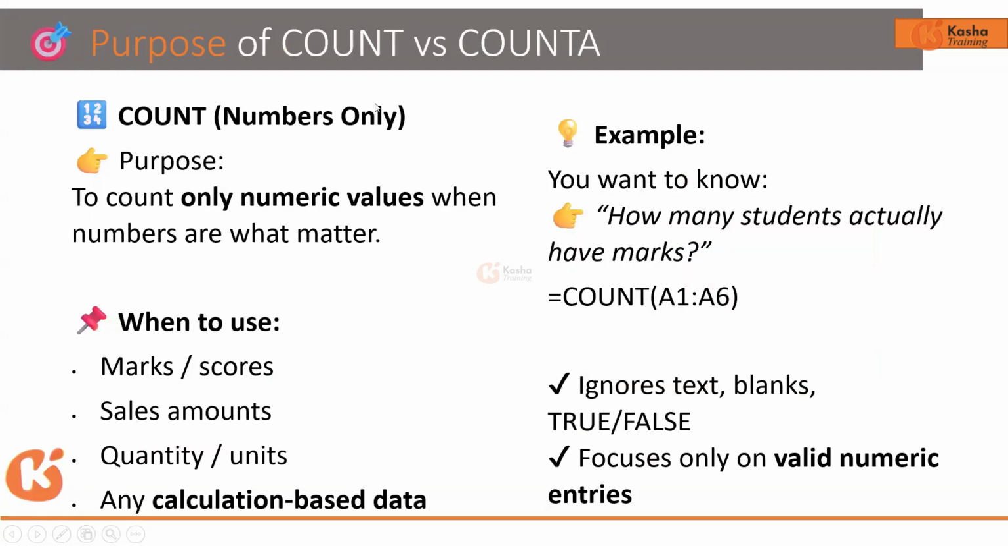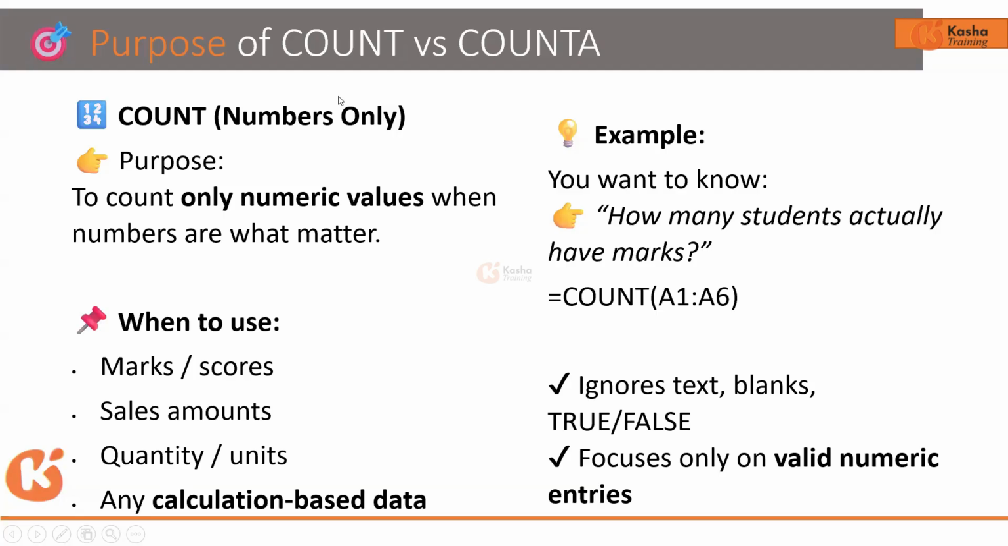Now, what is the purpose of COUNT versus COUNTA? We have already seen the example with that. So here you can see COUNT only counts a number. The purpose is that we use it for marks and scores, sales amounts, quantity and units. So any calculation-based data, we use COUNT. For example, how many students actually have marks. In this case, if we select all these details, it will give you how many people actually have a mark. So it only counts the numbers. That is the purpose for which we use COUNT.